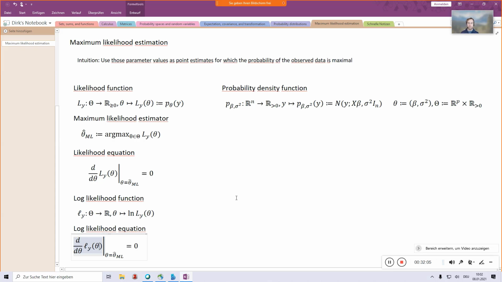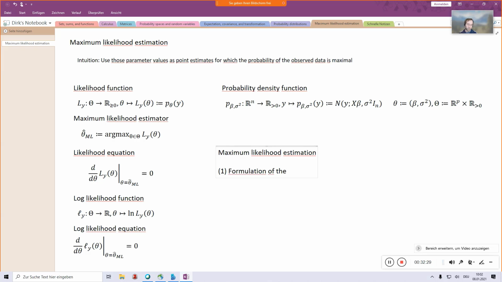Or maybe let me finish with one thing to bring that home again. One can summarize maximum likelihood estimation as the following procedure. It's a three-step procedure. First, formulation of the log likelihood function. If we want to find parameters that maximize the likelihood, then of course we first need to write down the function that we're actually trying to maximize.